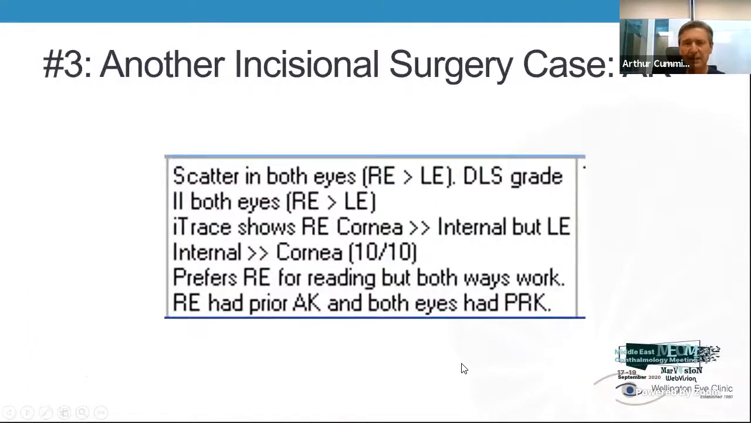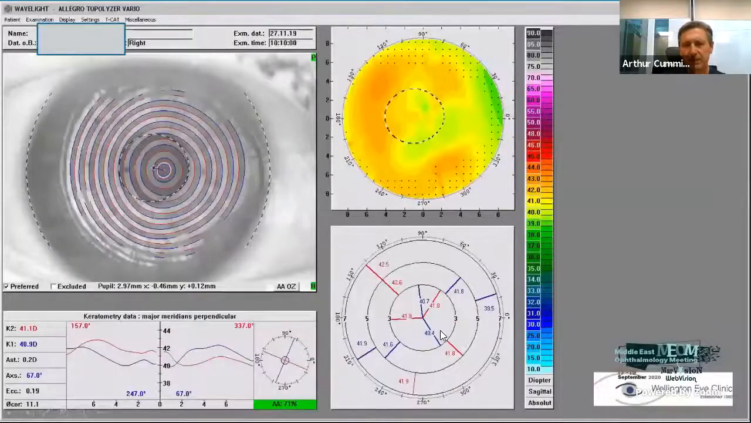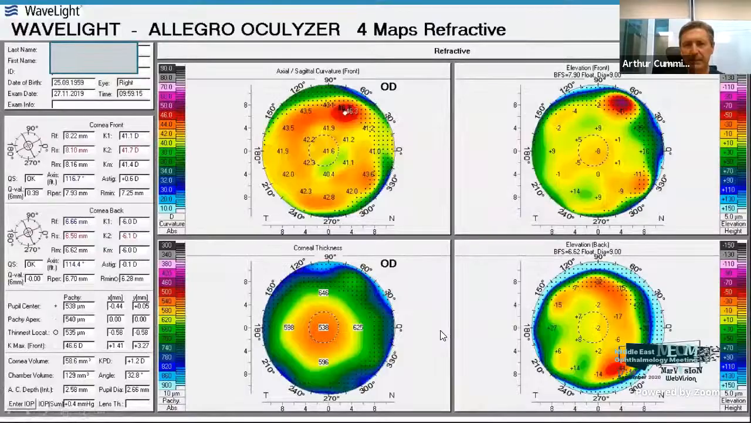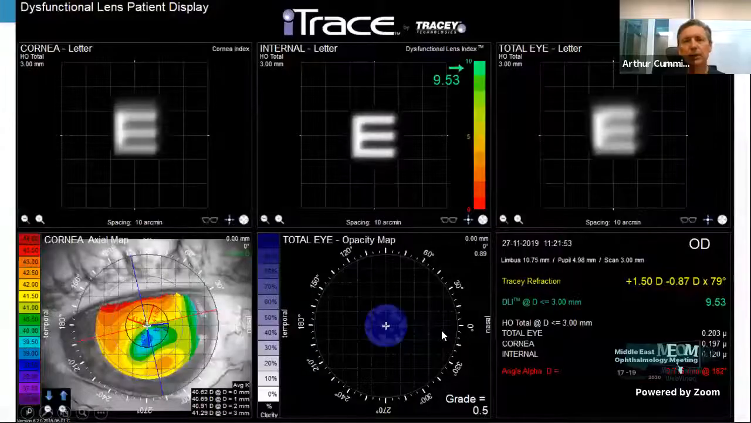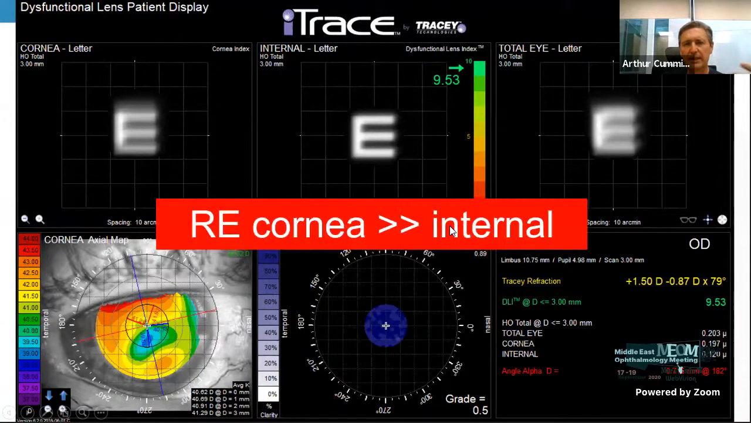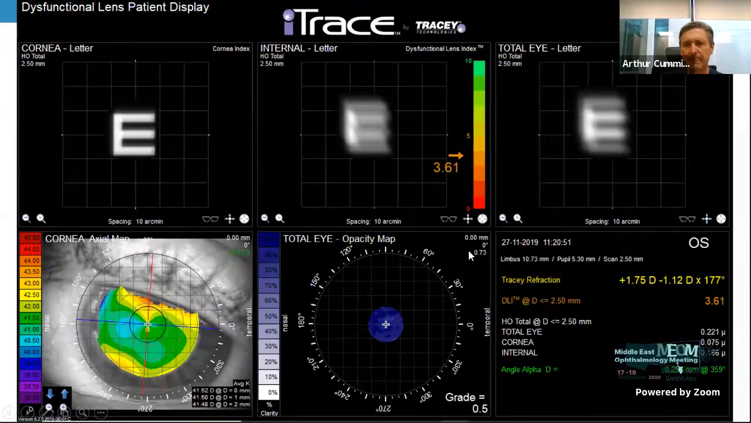Here's another patient. This patient had incisional surgery years ago with AK, and comes in now. Eye trace shows that on the right eye, the cornea is the problem, and on the left eye, internal is the problem. So here's the cornea on the right eye, cornea on the left eye. You can see it's not regular. Same thing with Pentacam. And we do the eye trace that says on the right eye, the cornea is more blurry than the internal optics. So we decide to go and do a cataract on that eye. And so that's on the left eye, internal is the bigger problem.